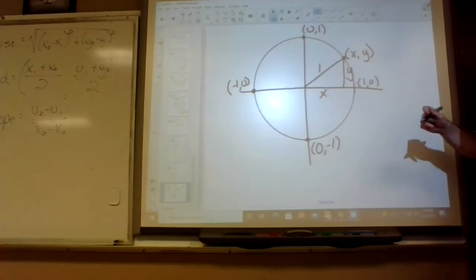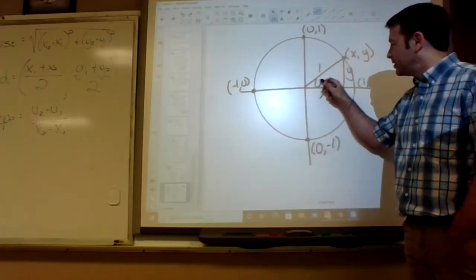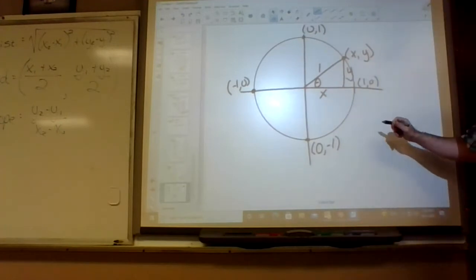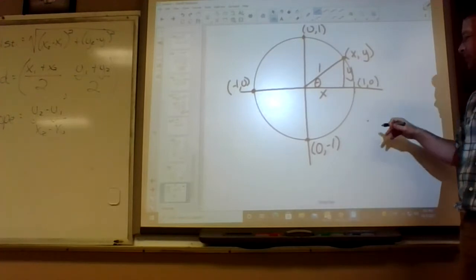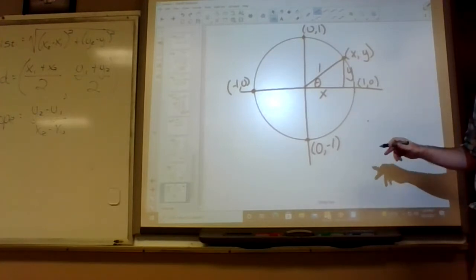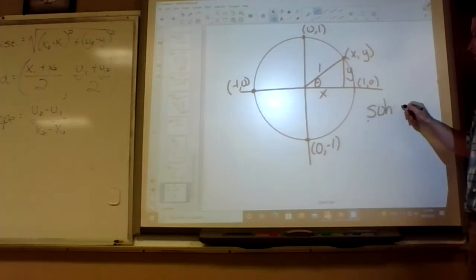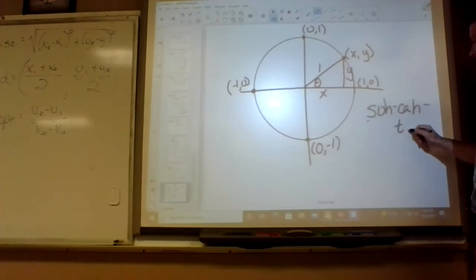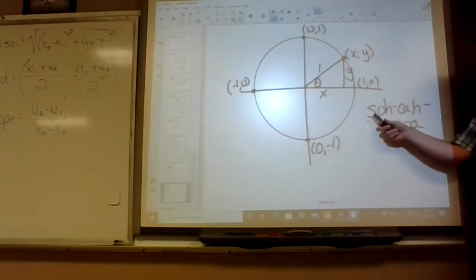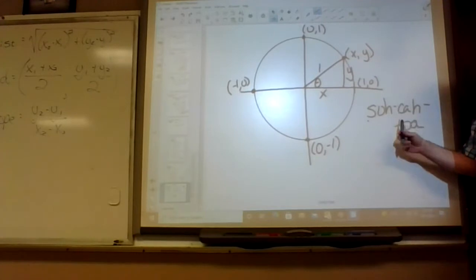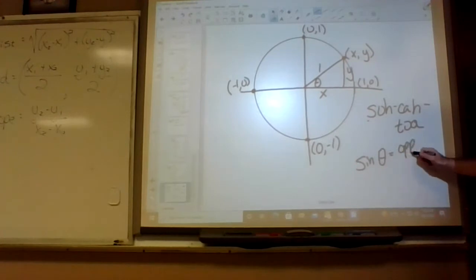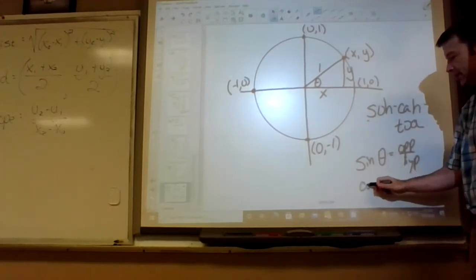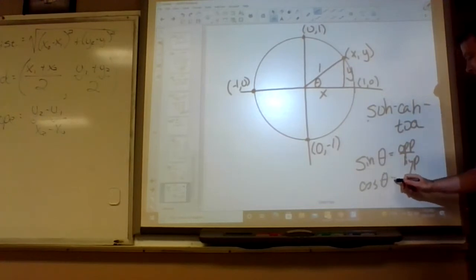If you remember that worksheet we did the other day, we'll call this theta. What was the trig word that we used? SOHCAHTOA. So sine is opposite over hypotenuse, right? Cosine is adjacent over hypotenuse.